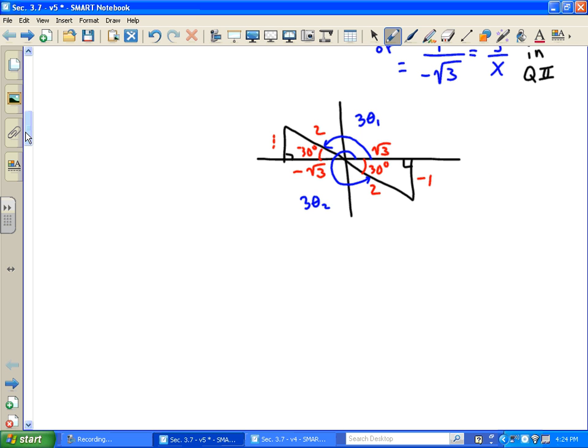Okay, in radians, 3 theta sub 1. It's a 30-degree reference angle in quadrant 2. A 30-degree reference angle means it's something pi over 6. This angle in quadrant 2 would be 5 pi over 6. Okay. 3 theta sub 2 is in quadrant 4.